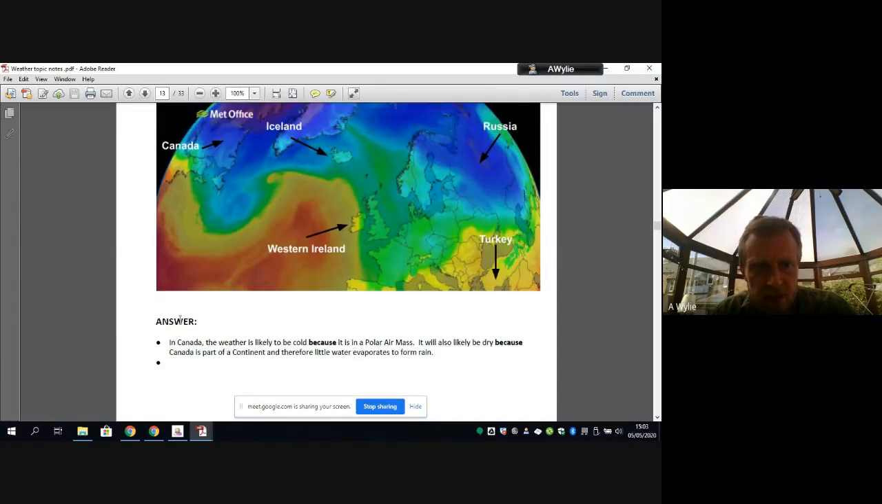So if you have a little look at the answer for Canada, Canada is a continent. So you should now know that continental air is very dry. So in Canada, the weather is likely to be cold because it's a polar air mass. It's also likely to be dry because Canada is part of the continent. So it's cold. And the reason for that is it's sitting under a polar air mass, which is cold air. And it's dry because it's a continent, and therefore there's very little evaporation. And you'll actually see, therefore, little water evaporates. So the description in this paragraph is cold and dry. The explanation is as soon as you give me the because statement, which is the reason for that.